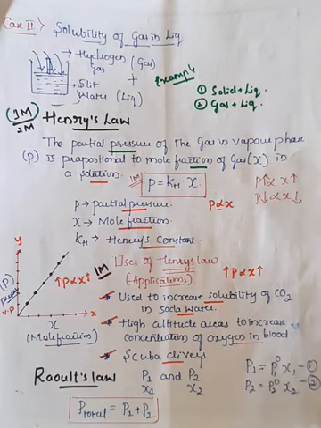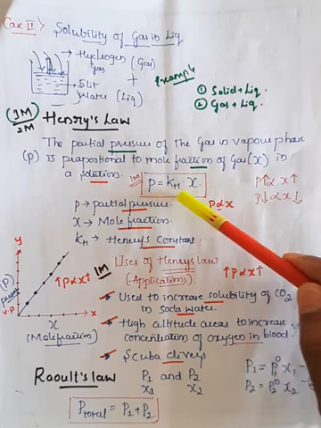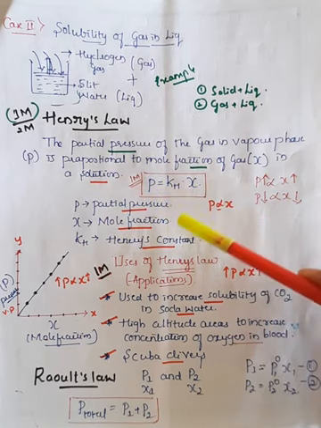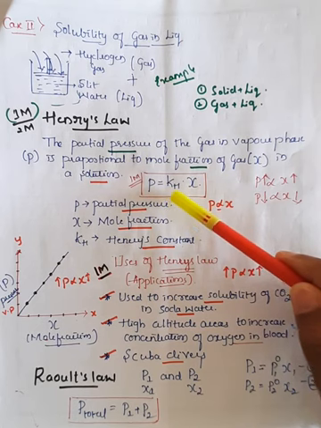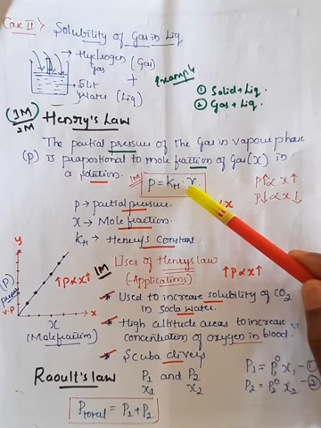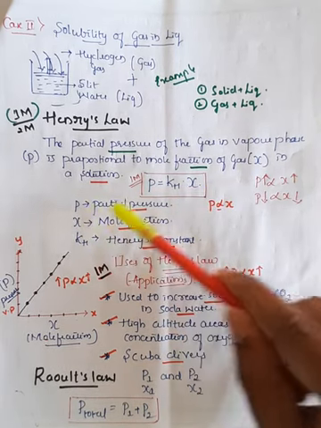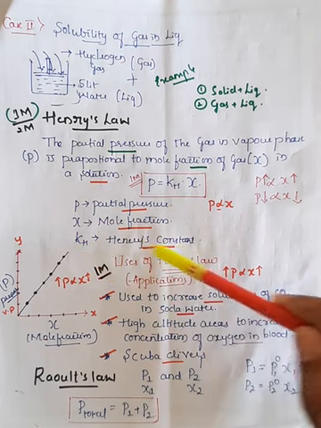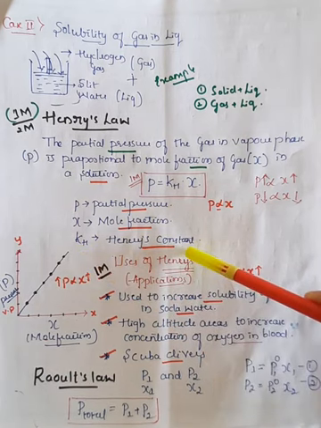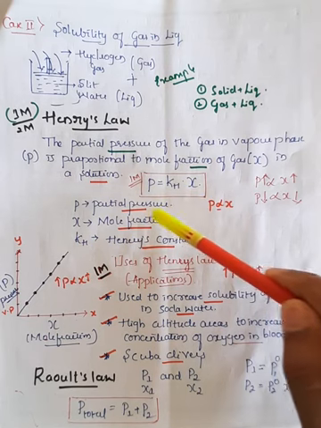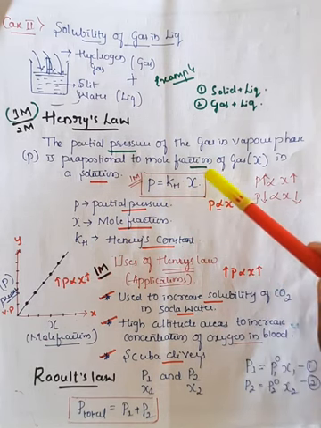And he has given the expression P = Kh × X, which means P is directly proportional to X. To remove that proportionality, they have given one more constant, that is Kh. Therefore P = Kh × X. Here P is the partial pressure of the gas, X is the mole fraction, and Kh is the Henry's constant. Now we can draw the graphical representation for the Henry's law expression, P = Kh × X.